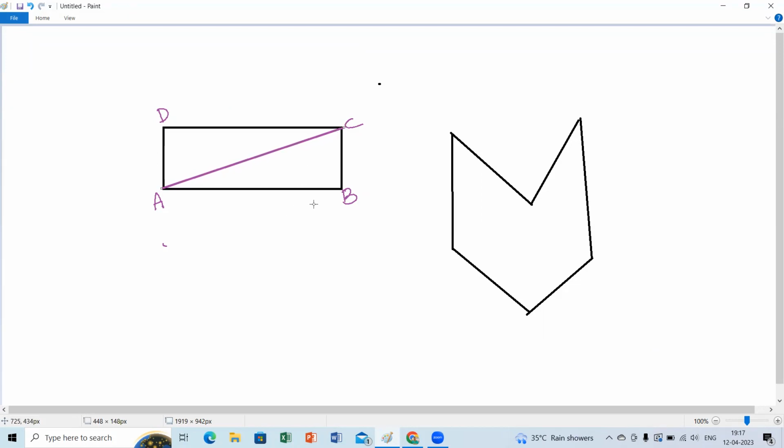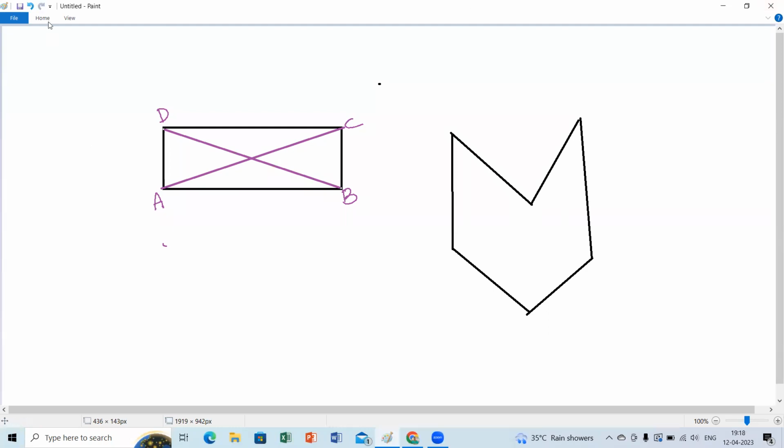What about another diagonal? B and D. B and D is another diagonal. Hope you understood, children. What are these? Opposite vertices. If you connect a line through opposite vertices, it gives you a diagonal. There are two diagonals. What is the other definition? Non-adjacent vertices you are connecting. Adjacent means side by side. Non-adjacent means not side by side.